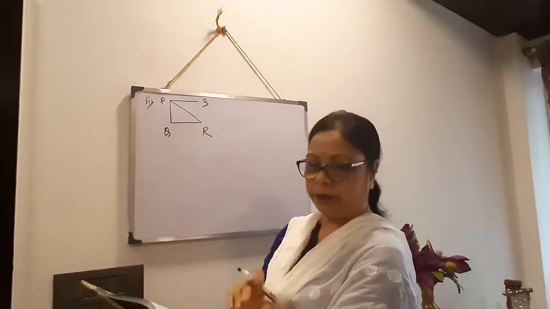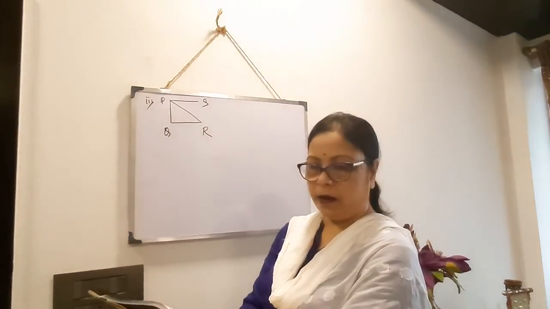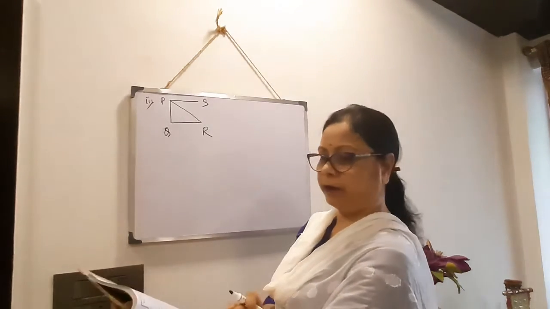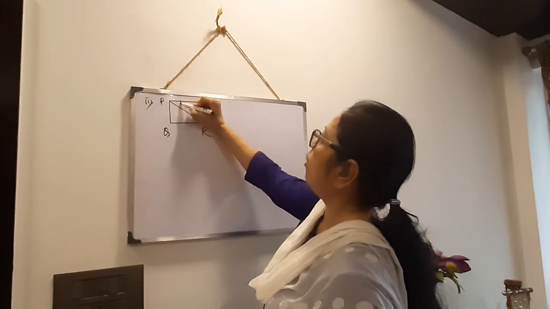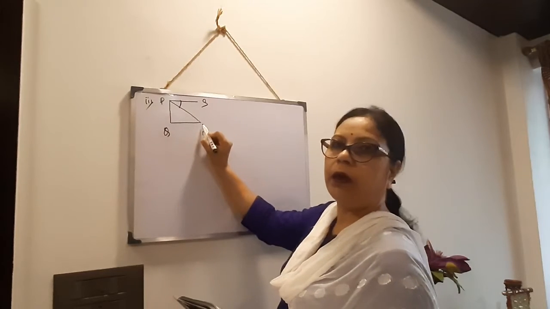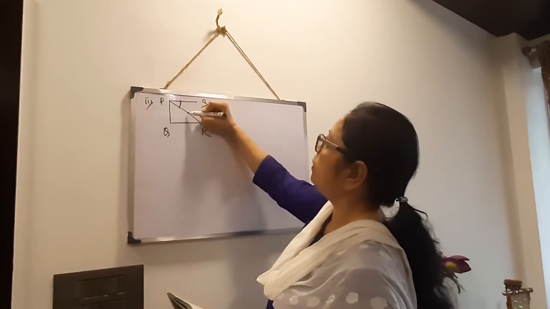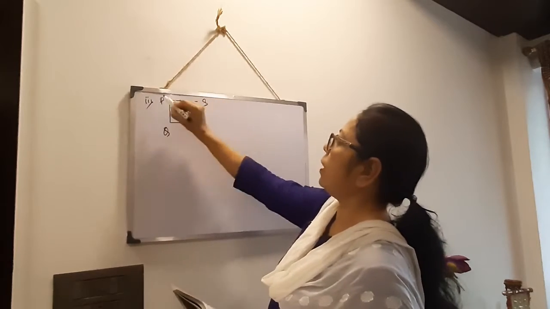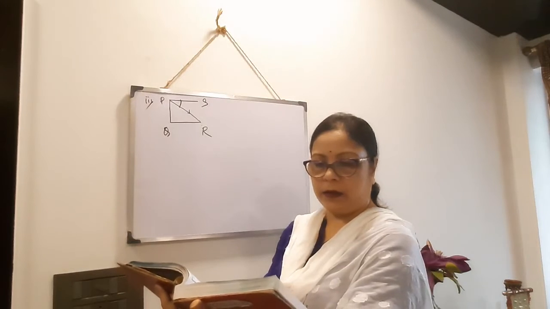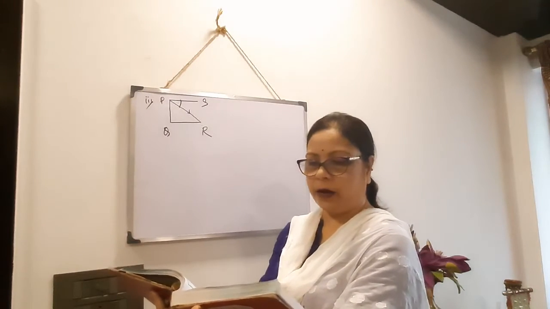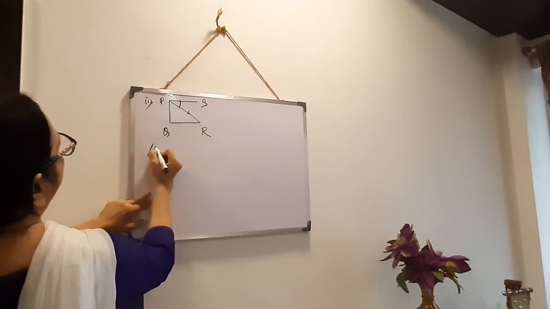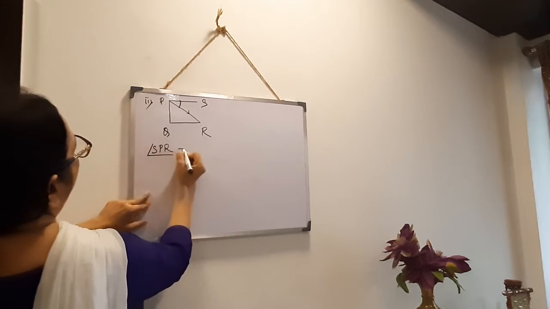QR is the base. And the angle of depression from a point P at the point R is SPR. This is the angle of depression. That means the observer is standing here and he is looking at the object here. So this SPR is the angle of depression, and it is given that SPR equals PRQ.